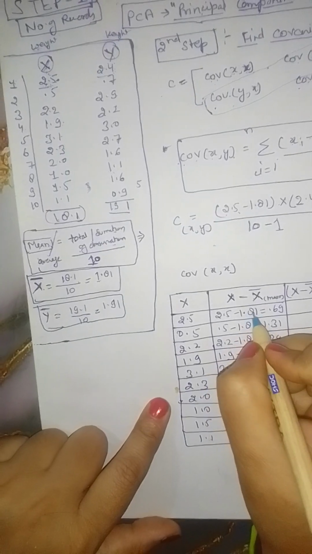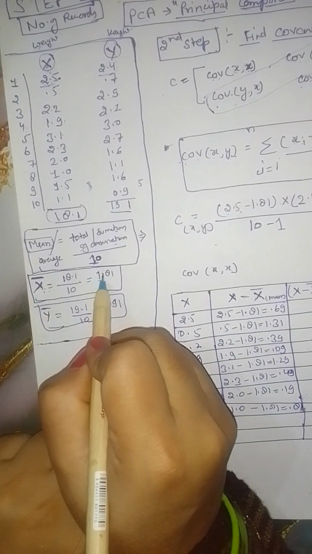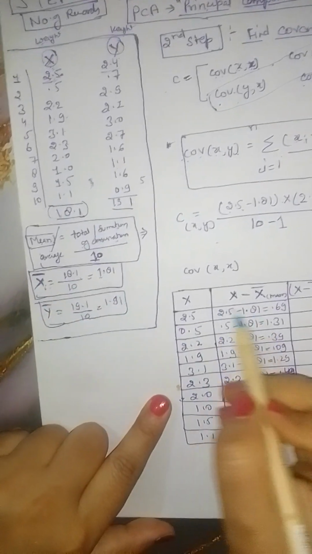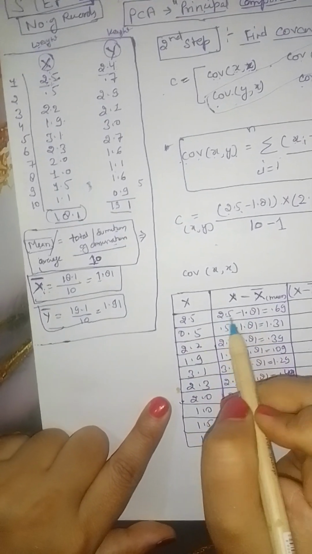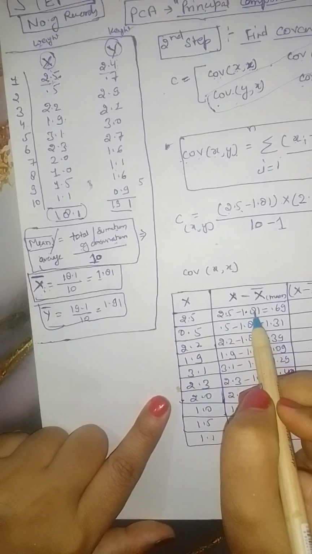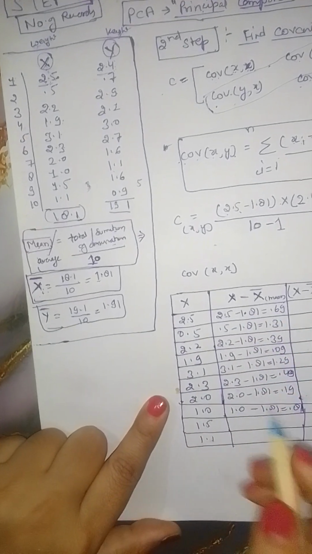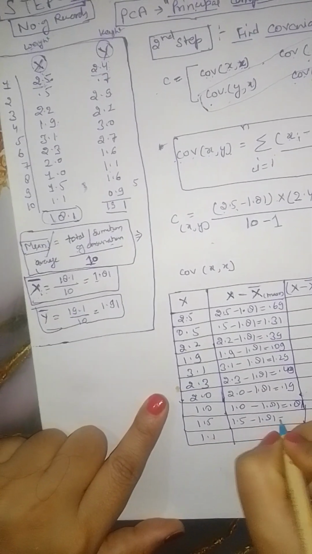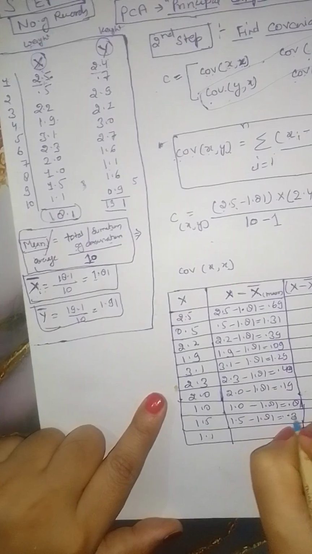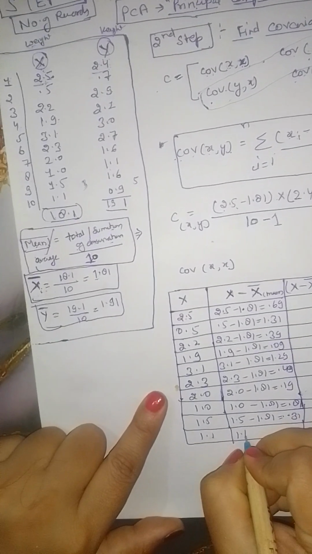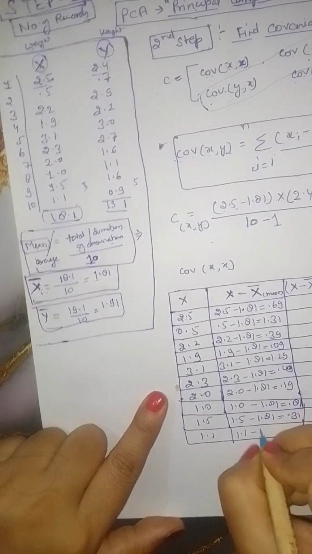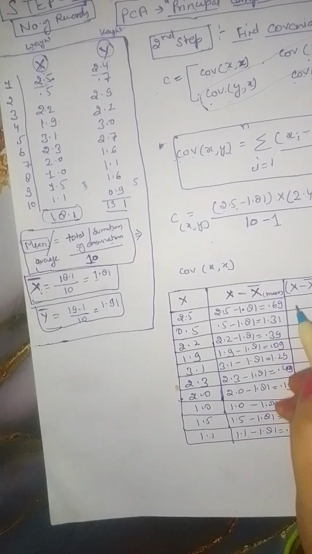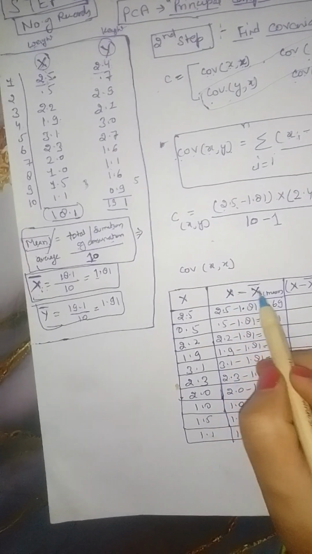Where did 1.81 come from? 1.81 came from here. We are subtracting the mean of x from the original x, that is 2.5 minus 1.81. Understood? It's quite simple. After that, 1.5 minus 1.81 would come, that would be 0.31, and 1.1 minus 1.81, that would be 0.71. Now we have calculated x minus x bar.